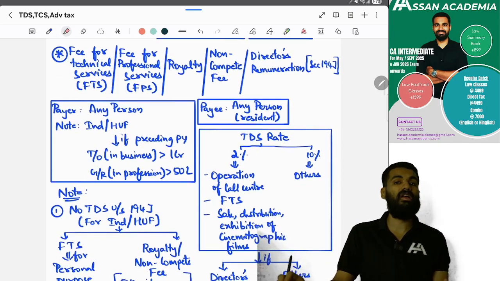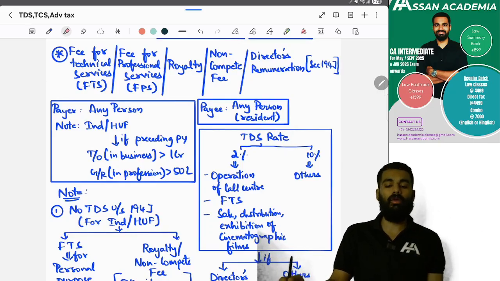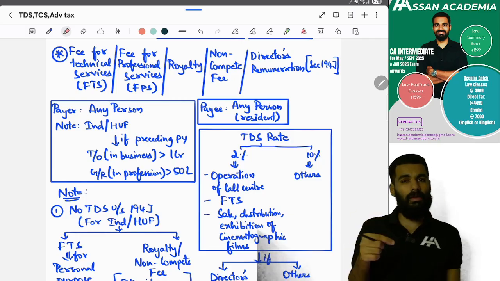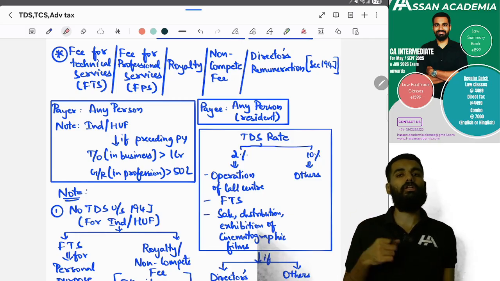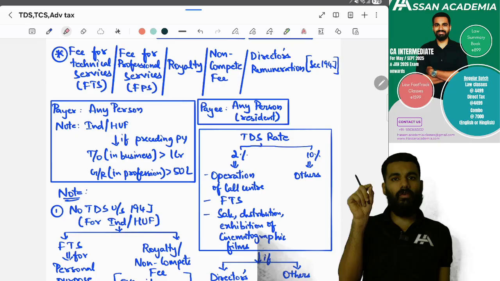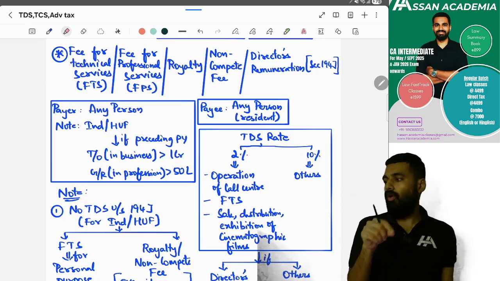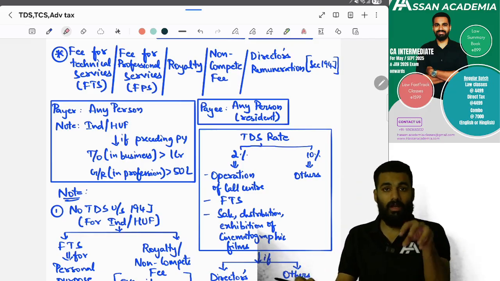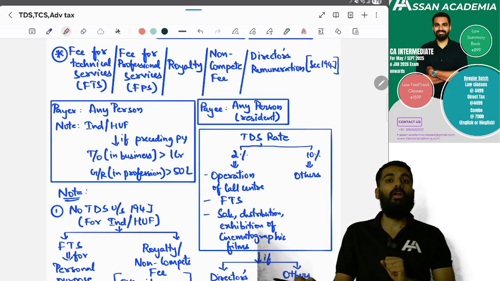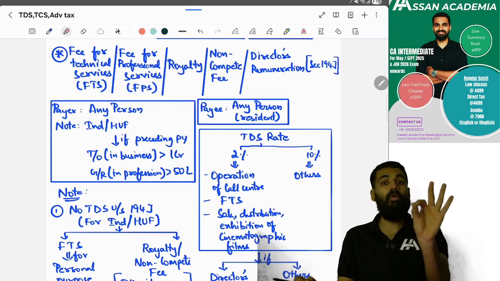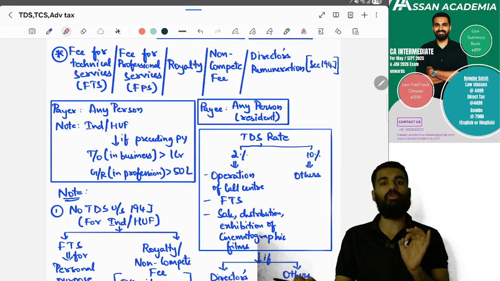Next, fee for technical service, fee for professional service, royalty, non-compete fee, and director remuneration, section 194J. The payer can be any person, but if the payer is an individual or HUF, and in the preceding previous year the turnover in business is more than 1 crore or gross receipts in profession are more than 50 lakh, and this payer is making payment to a resident person, then TDS of 10% will get attracted if the amount is more than 30,000 rupees.